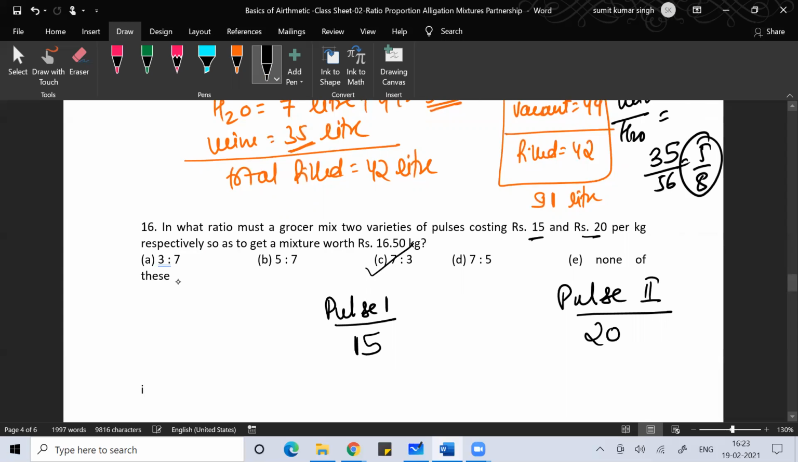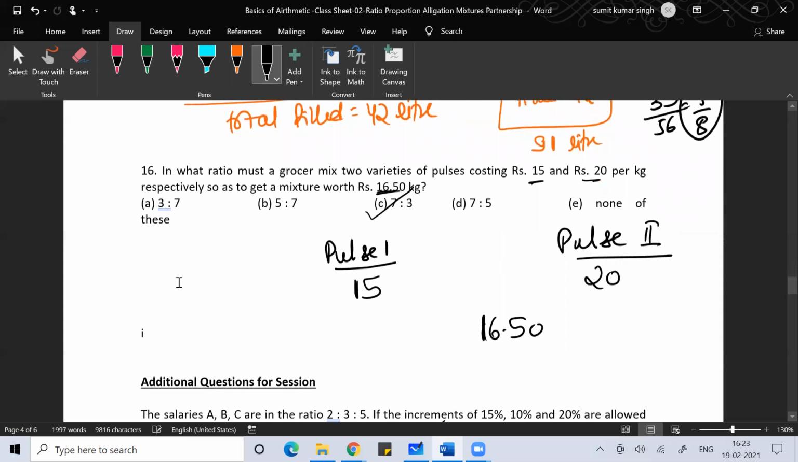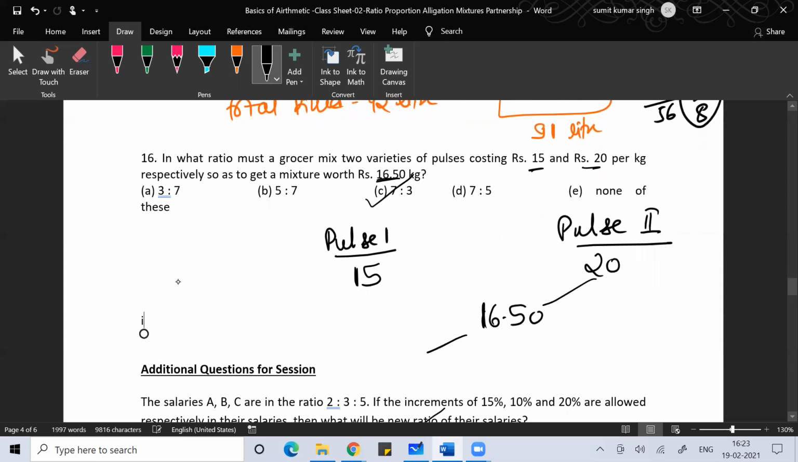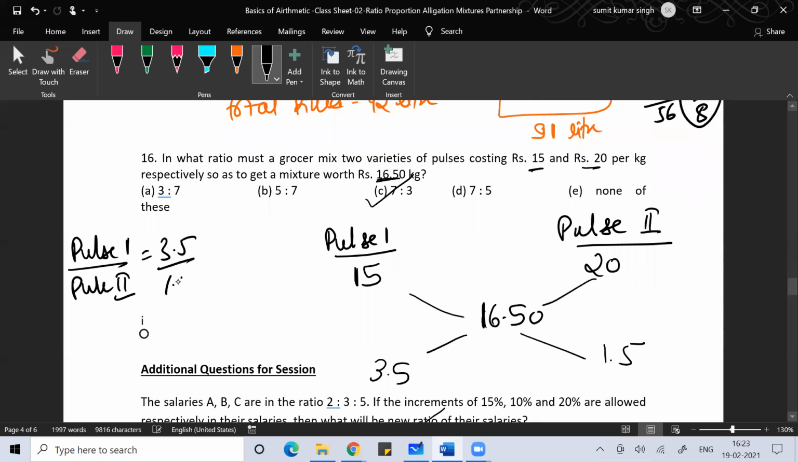15 and 20, so that you get a mixture of 16.5. So this will be 3.5, this will be 1.5. So in what ratio should you mix them? Pulses 1 by pulses 2, the ratio of this will be 3.5 is to 1.5. This will be 7 by 3.